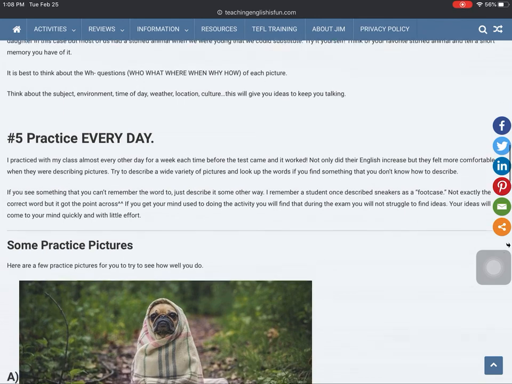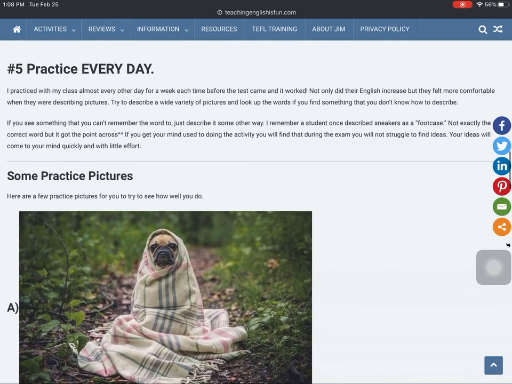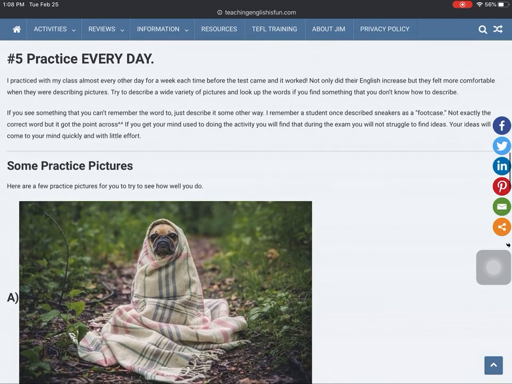Now, in my class, we had what we call an OPIC test, right? When that was coming, my students practiced every day. We practiced almost every other day for a week, actually, before the test came, and it worked. Not only did their English increase, but they felt more comfortable when they were describing pictures.